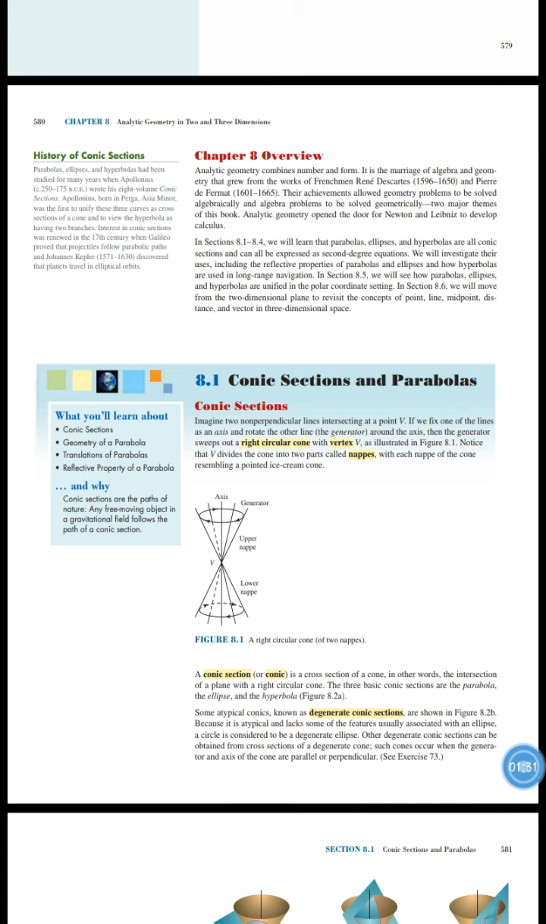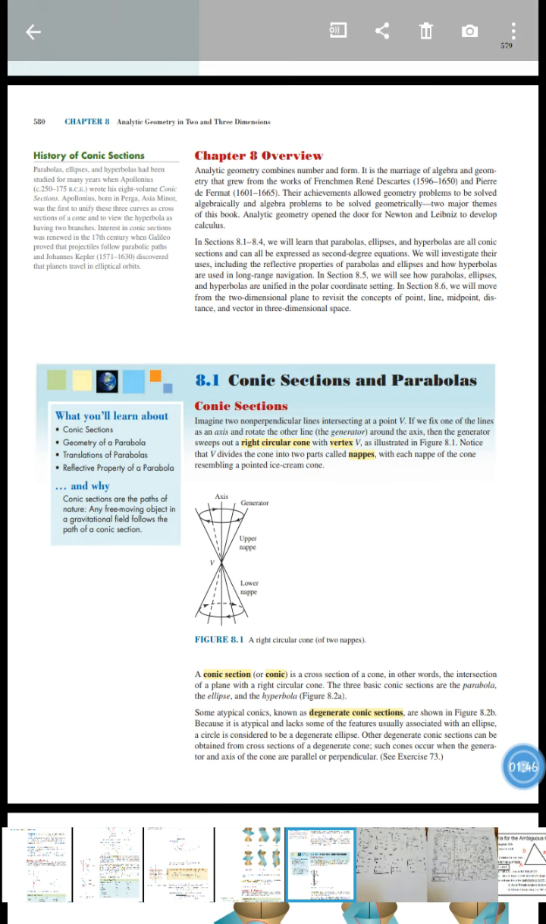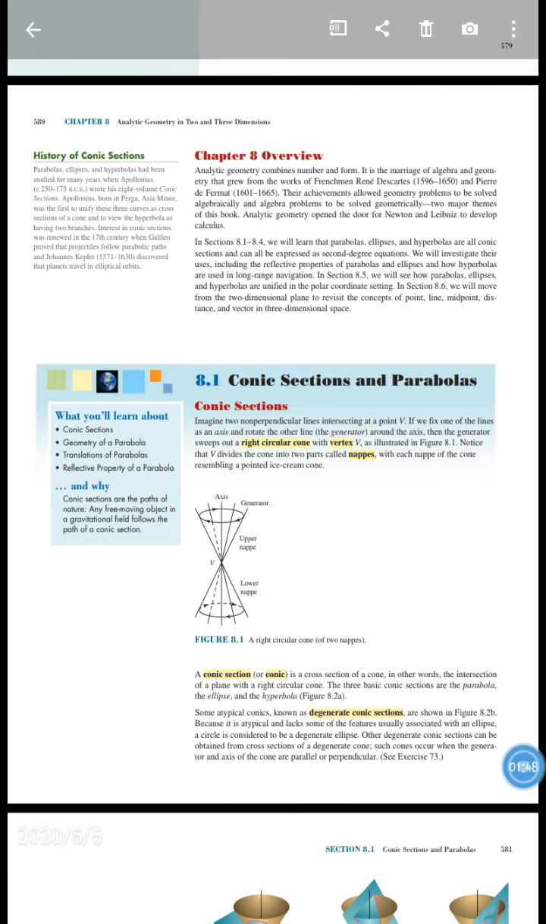Notice that V divides the cone into two parts called nappes, with each nappe of the cone resembling the point of an ice cream cone. So a conic section, or conic, is a cross section of a cone. In other words, the intersection of a plane with a right circular cone.